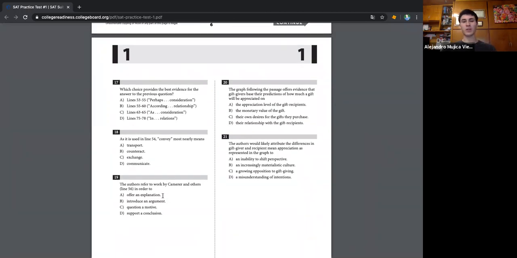And let's see what it says. Offer an explanation, introduce an argument, question a motive, or support a conclusion. So question a motive, for sure it's not the right answer because it's not questioning anything. It's actually supporting what we're asking or what we're saying before. It doesn't introduce an argument because it's explaining it. And these two seem to be the most correct.